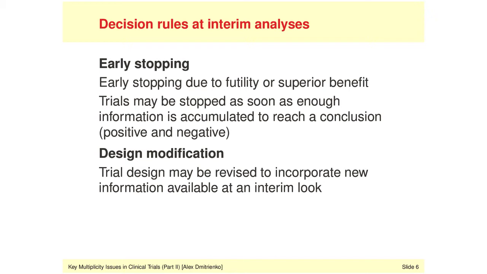In group sequential trials, only two data-driven decisions are supported. It's a decision to terminate the trial due to futility or due to superior benefit. Group sequential trials.